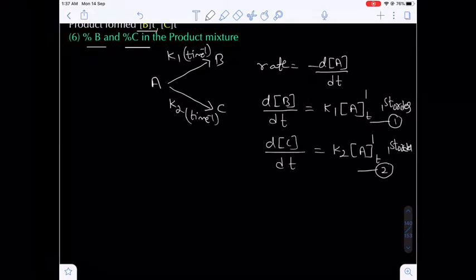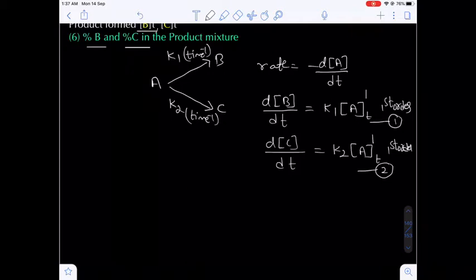Now what will be the net rate of reaction? Initially only reactant is present, let's suppose at initial time t0 you have only reactants. What is the concentration of reactant? Let's suppose A naught. And what will be the concentration of B at time t0? 0. And what is the concentration of C at time 0? It is also 0 initially. Are you getting my point?